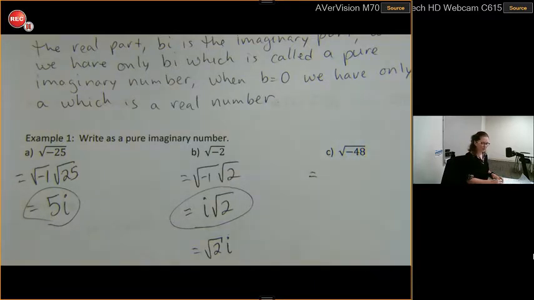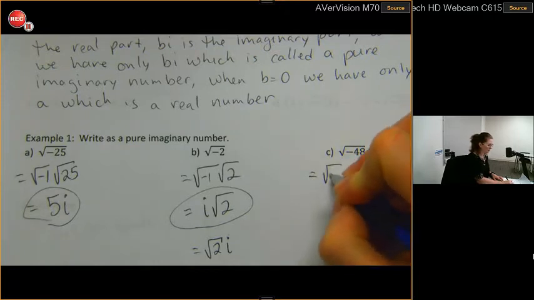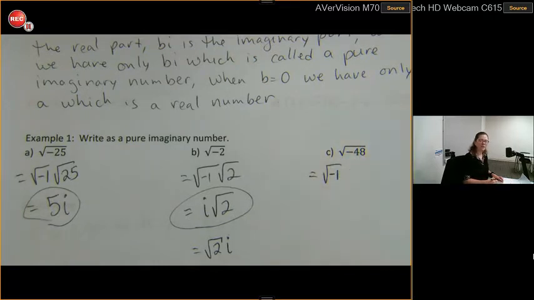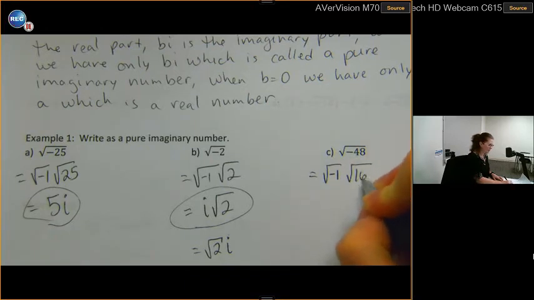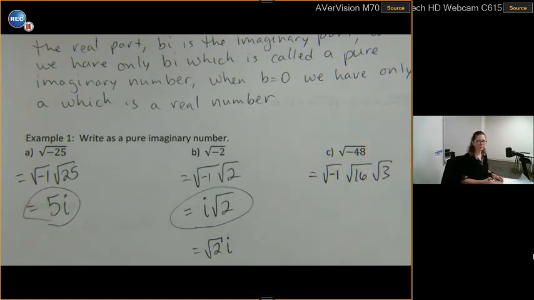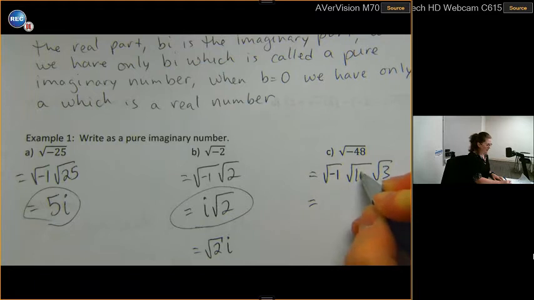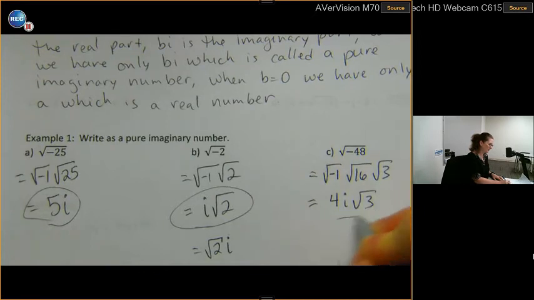All right, part C, when we break it apart, not only do I pull off the -1, but then 48 is 16 times 3. This is reducing of radicals that was talked about in an earlier section. Square root of 16 is 4, and then we have the i from the -1, and then the square root of 3.